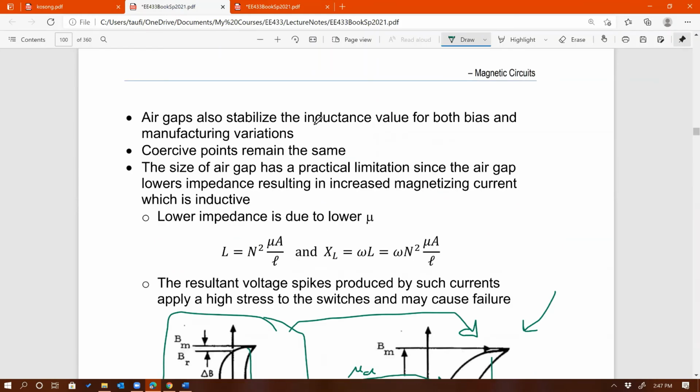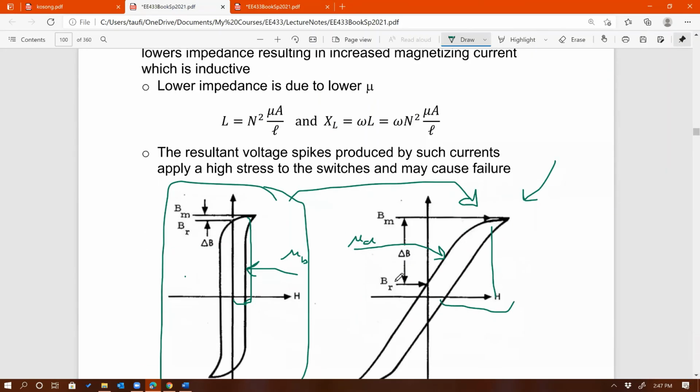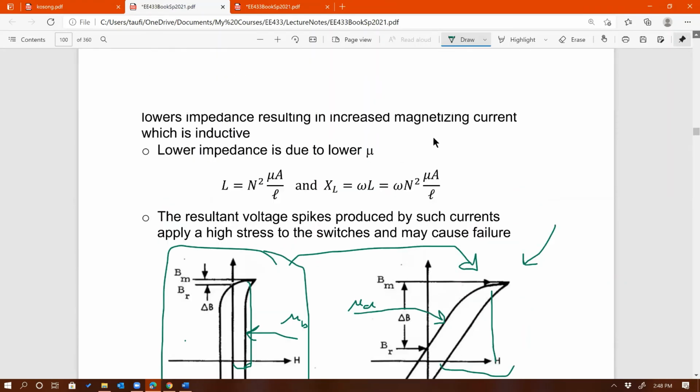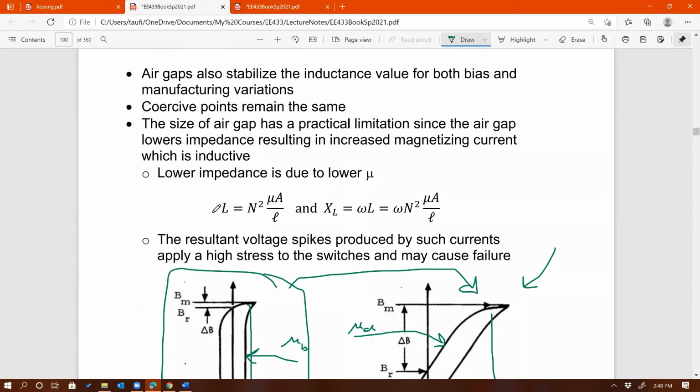Air gaps also stabilize the inductance value against both bias and manufacturing variations. Again, that relates to the slope. Mu is also related to L; that's the equation right there. Inductance is equal to N squared times mu A over l. So L is proportional to mu. The lower the mu, the lower the inductance.